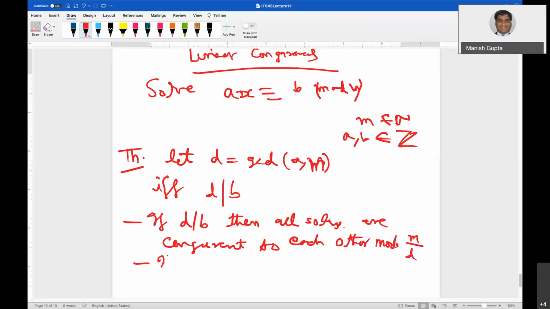Second, if GCD of A and M is 1, then the equation has a unique solution. Okay, so this is the final result.